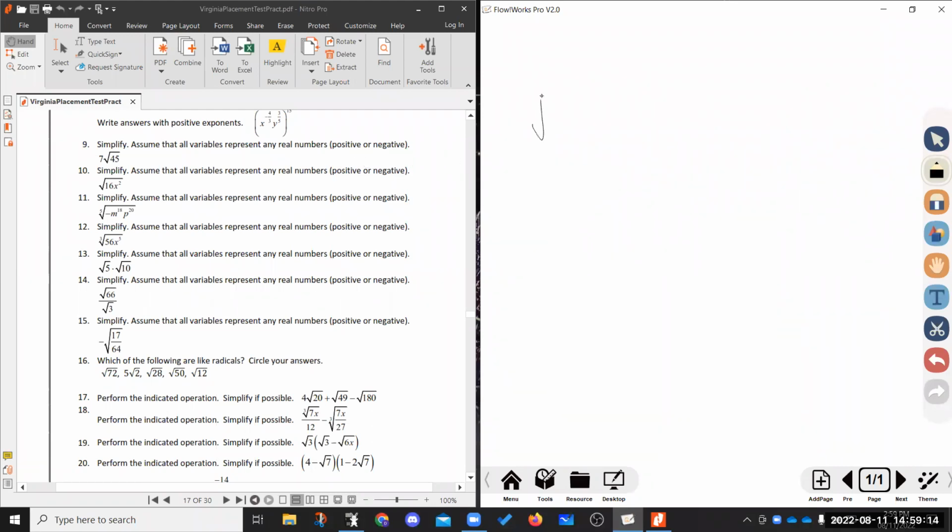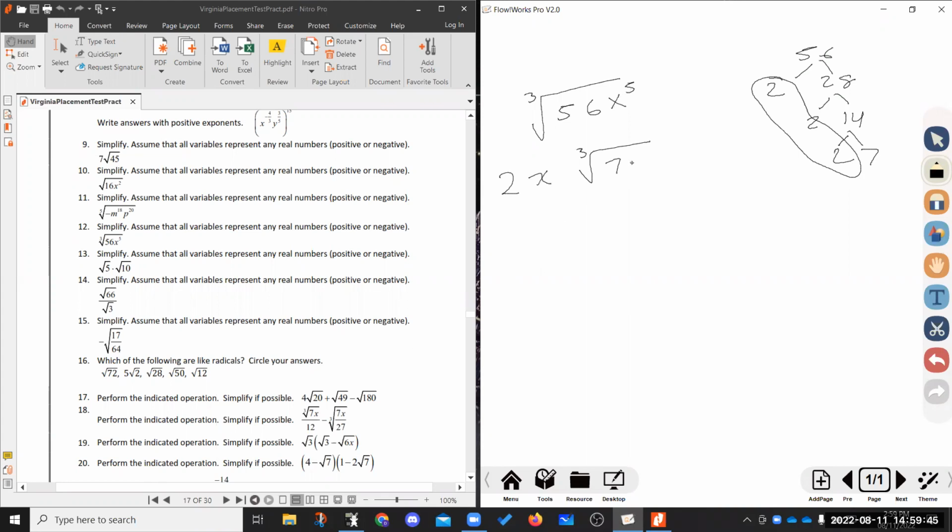Now we're going to simplify the cube root of 56x to the 5th. 56 is not one that I'd expect you to be able to do the cube root of off the top of your head. We're going to use a factor tree for it. 2 times 28, 2 times 14, 2 times 7. So we see that there's a group of 3 2's that are going to come out. And we've got 7 on the inside. Then there's a group of 3 x's that come out, and I'm left with 2 x's on the inside.